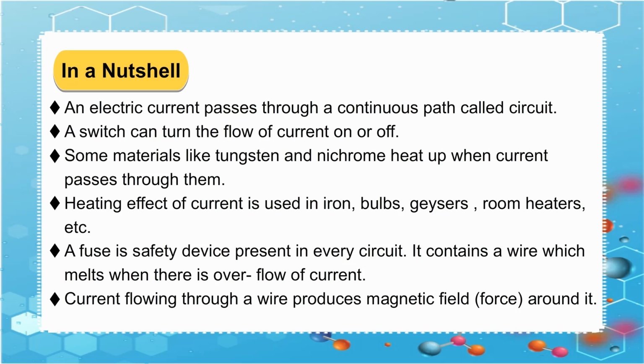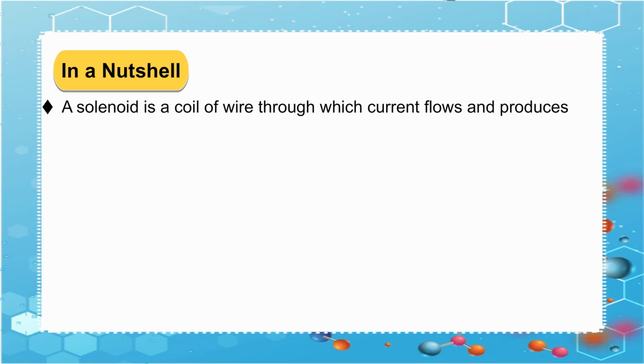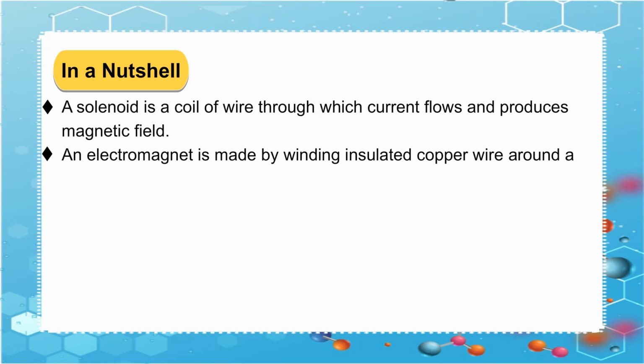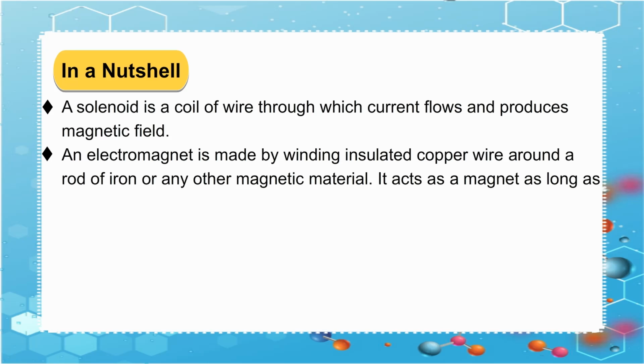Current flowing through a wire produces a magnetic field, force, around it. A solenoid is a coil of wire through which current flows and produces a magnetic field. An electromagnet is made by winding insulated copper wire around a rod of iron or any other magnetic material. It acts as a magnet as long as current flows through it.